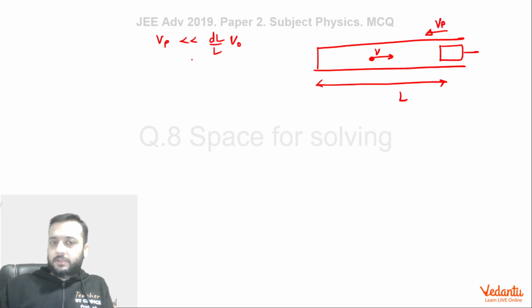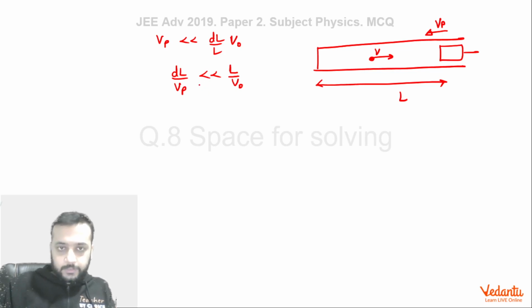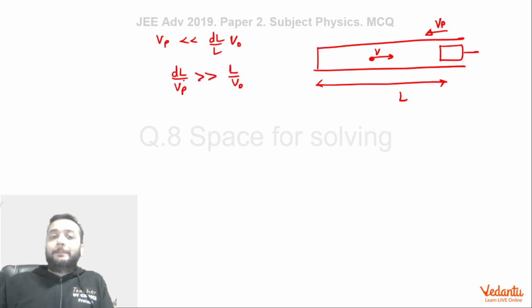Now let's see what this condition means. If you take vp on the right side and the remaining terms on the left side, this will become L upon V naught. I think the inequality sign will be opposite. Yeah, so like this. This is the time taken by the piston to move a slight distance dl, distance upon speed.